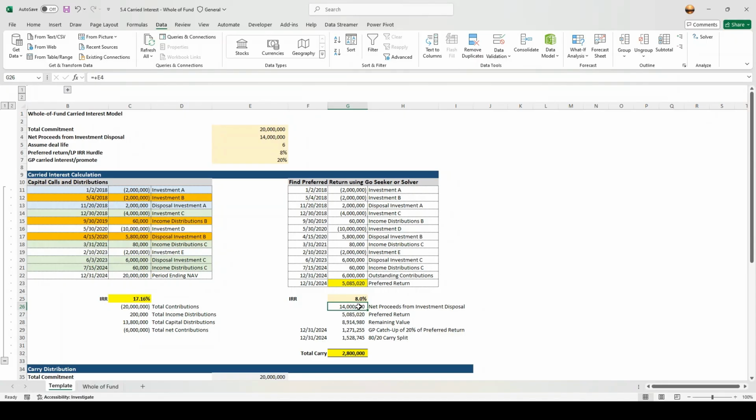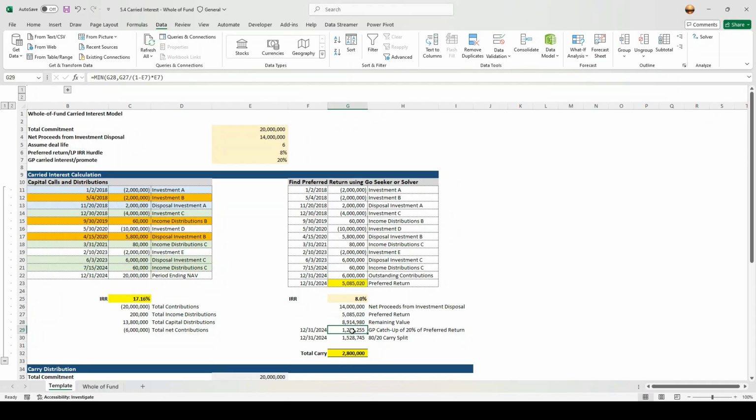So this little table is our carried interest calculation table. So we have the net proceeds 14 million started here, and we have the preferred return calculated from the table above, and the remaining value here 8.914 is the one we're going to be ready for our next distribution.